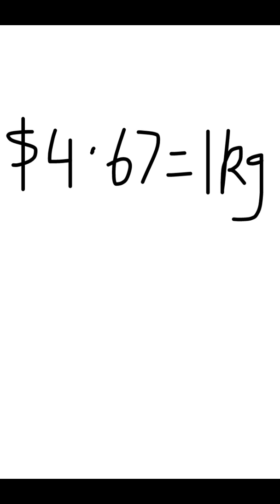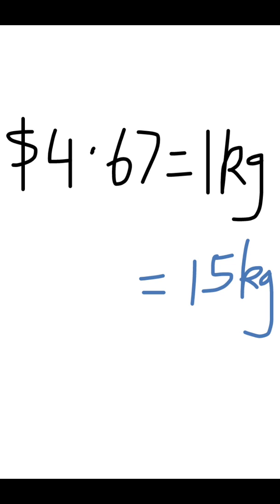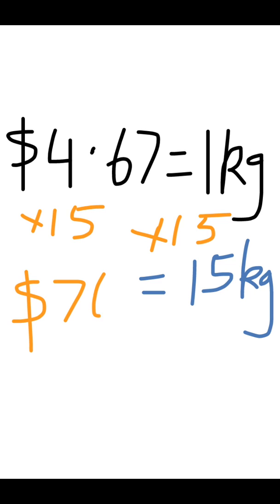Now let's go back to the question. The question's asking for 15 kilograms. So then we just do what we've done before, using our simplified rate. How am I getting from the 1 to the 15? Times it by 15. Whatever I do to one side, do to the other side, and I'll find my answer gives me $70.